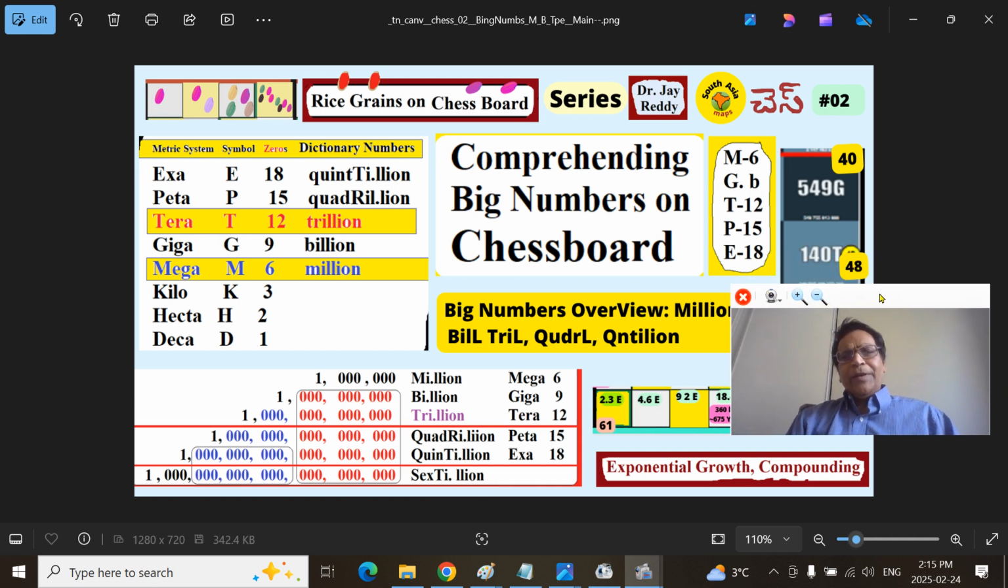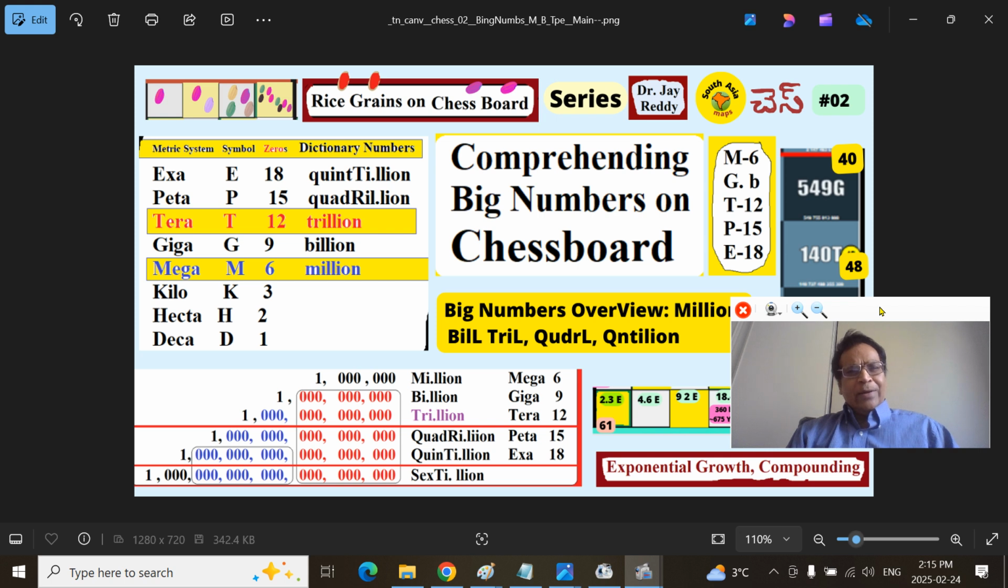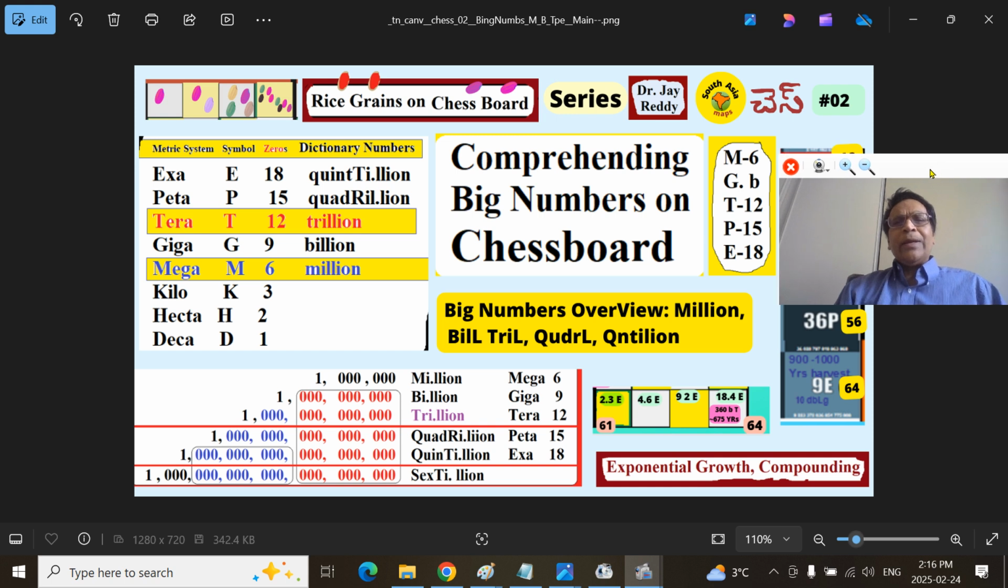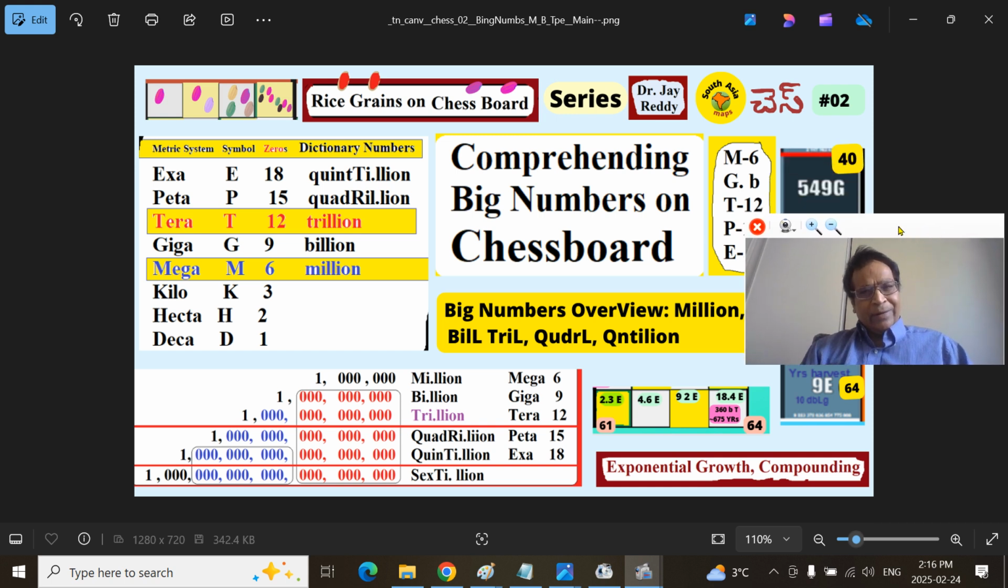After this presentation, you will get a great clarity on this. Unless you comprehend this, you will not get a big clarity on exponential growth, that is compounding. That means something growing at a constant rate.